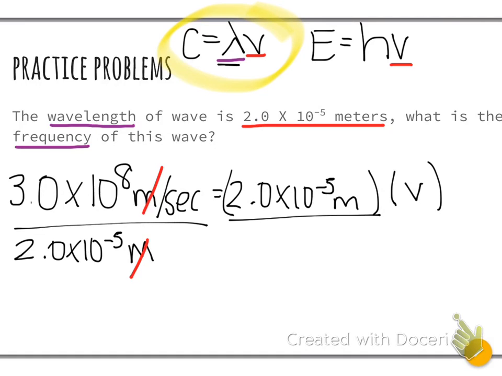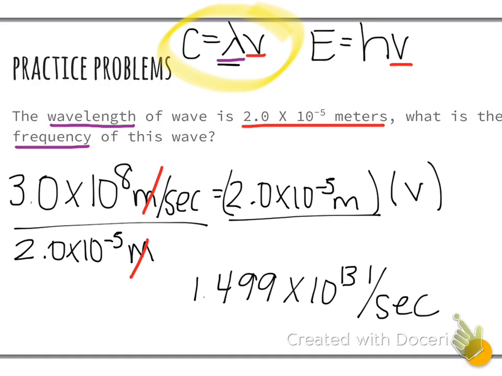And what I'm going to be left with is 1.499 times 10 to the 13th 1/seconds. Because if you look here, see how I got rid of my units of meters on top, but I don't have seconds on the bottom? If I get rid of a unit and I'm left with nothing, that's going to revert to a 1. So I'm left with 1 over seconds. If you remember what I said before, that's the same thing as hertz.